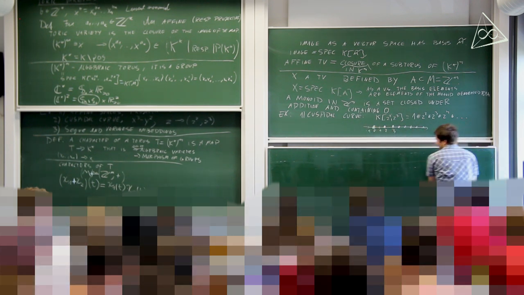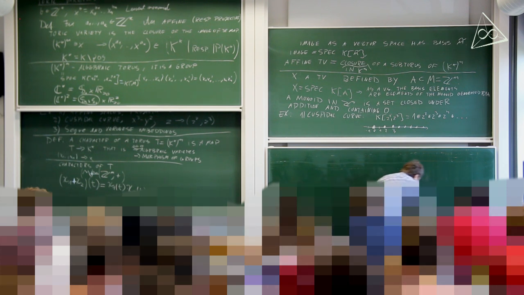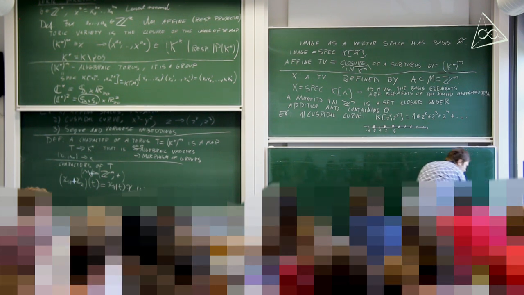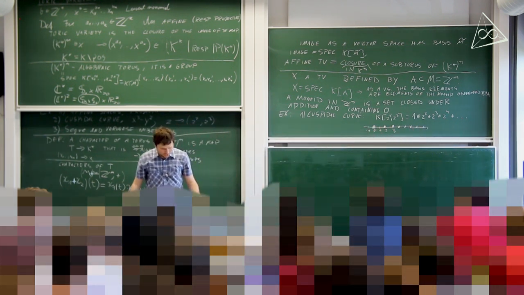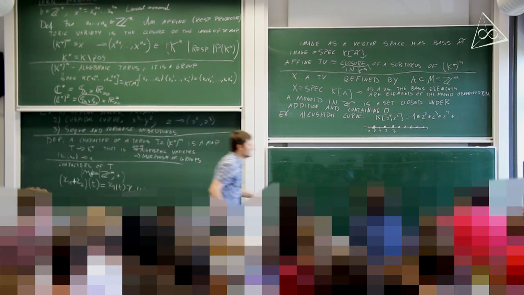And you can start thinking about your first example, the affine space. So let's take A2, or let's take even A1. What are the characters that define the affine line? What's the lattice? What's the monoid? And before I erase, you can give me the answer.